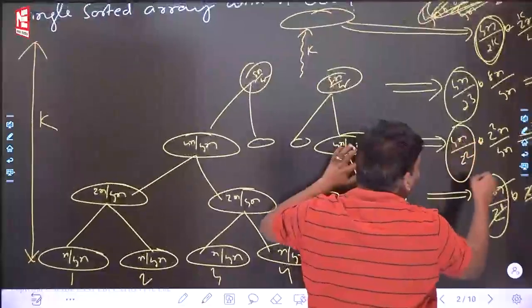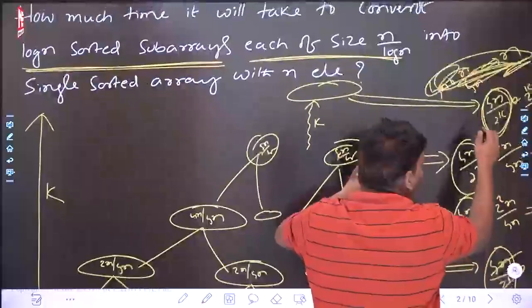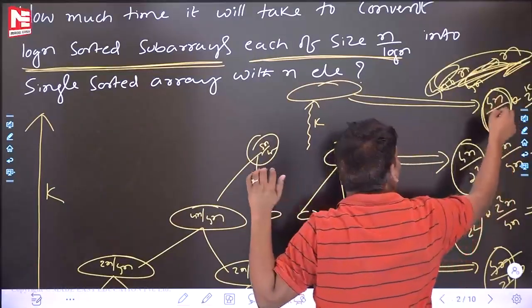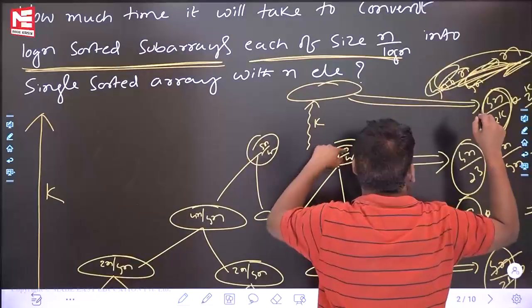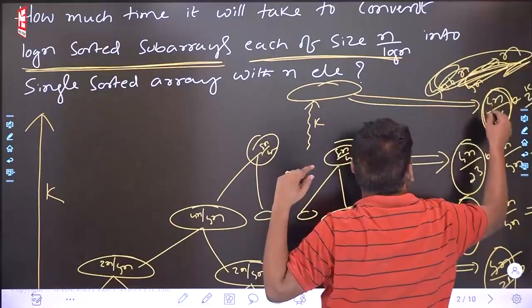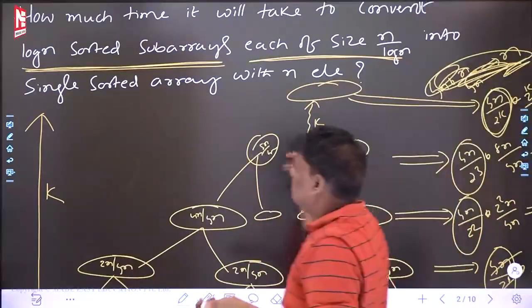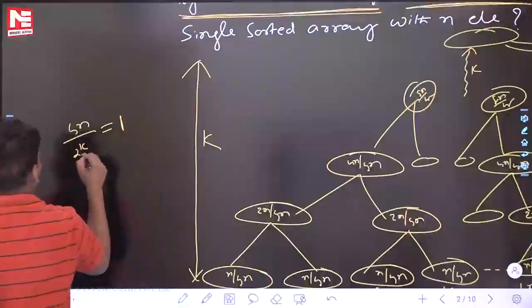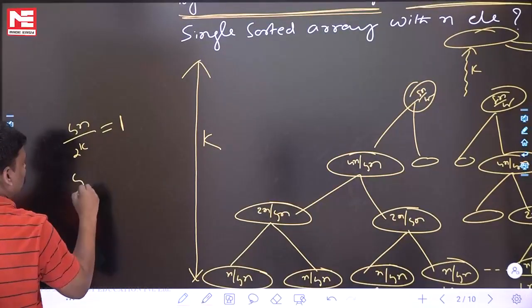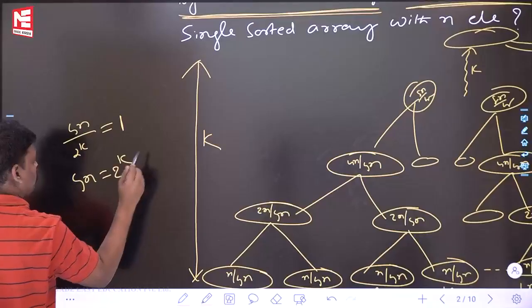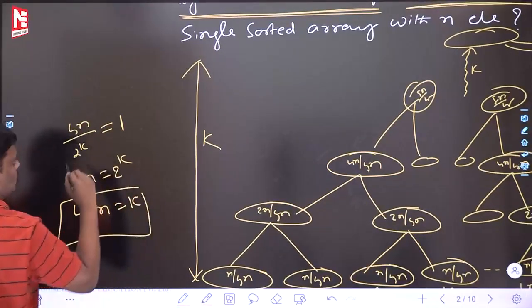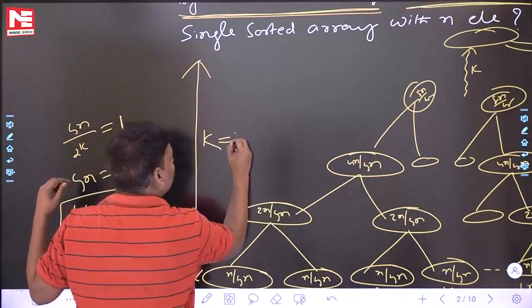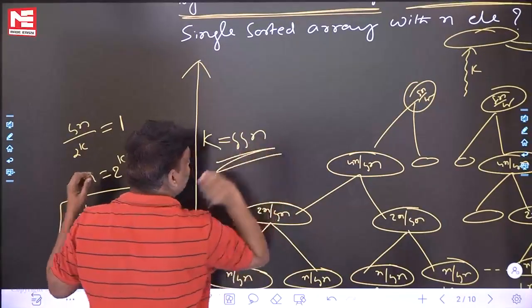Here log n by 2 square groups. Groups are decreasing. Finally, log n by 2 power k groups are there, but I stopped after doing k times. These many groups came, I stopped. Why? Because this became one group, since I want a single group. Let's check: log n by 2 power k is equal to 1, so log n is equal to 2 power k, so finally log n is equal to k. K is log n. So what is the meaning? The number of levels is log n. These many levels are there.